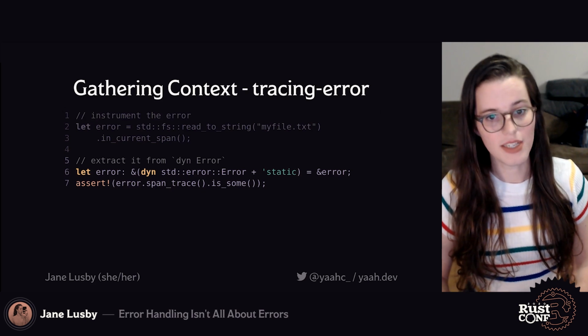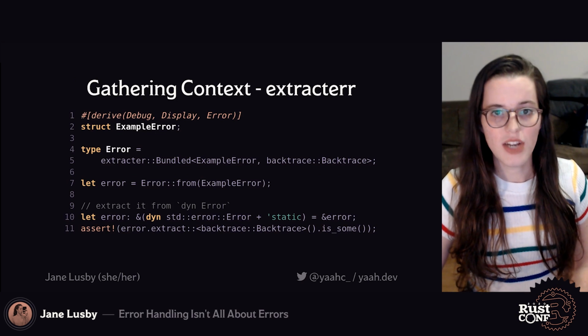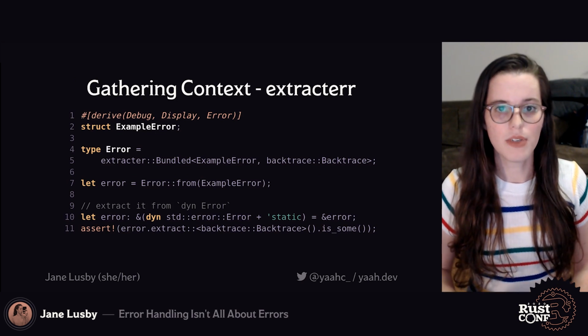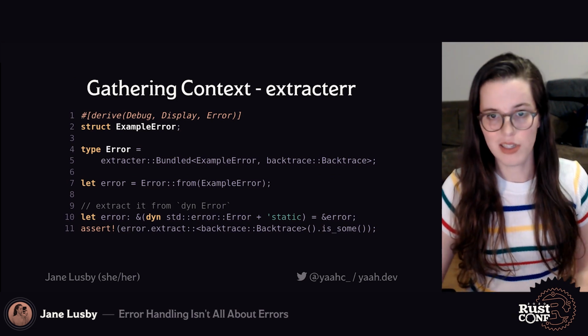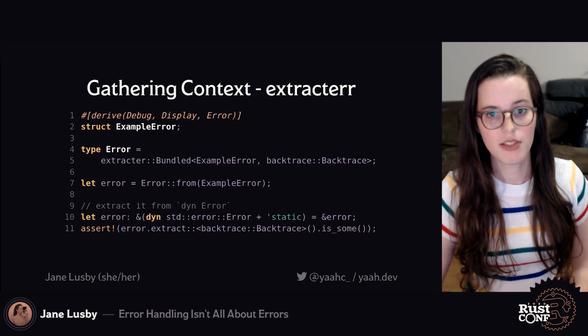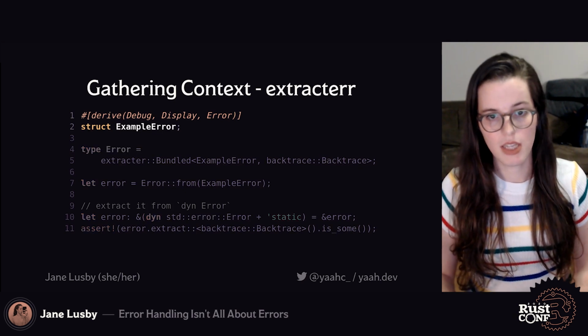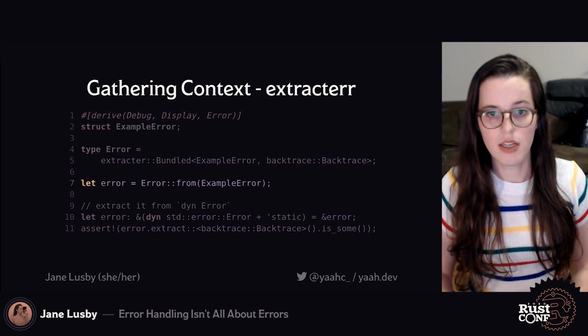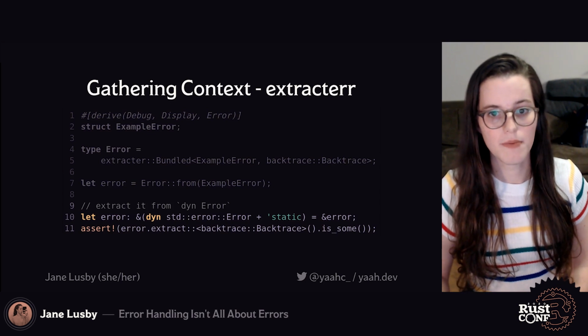Another useful library for gathering context is extractError. ExtractError is an abstraction of the helpers written in tracing error for span traces. Instead, ExtractError exposes a bundle type for bundling arbitrary types with errors, which can then be extracted later through dyn error trait objects. Here is an example of bundled being used to bundle a backtrace-rs backtrace with an error instead of a std backtrace, emulating the backtrace function on the error trait in a way that works on stable today.